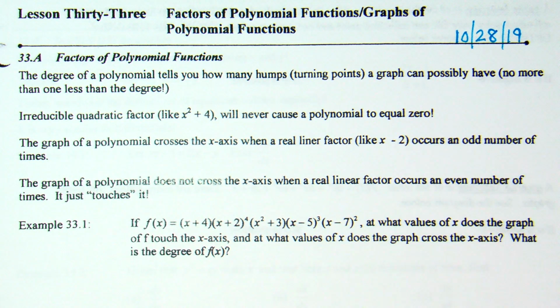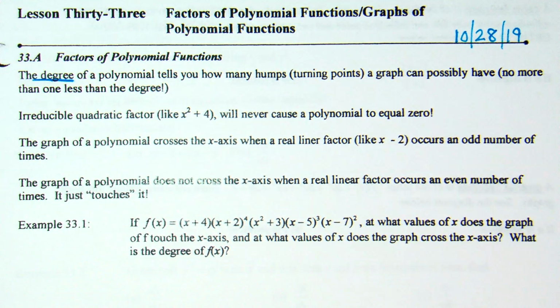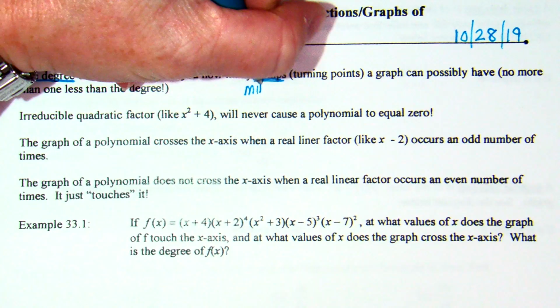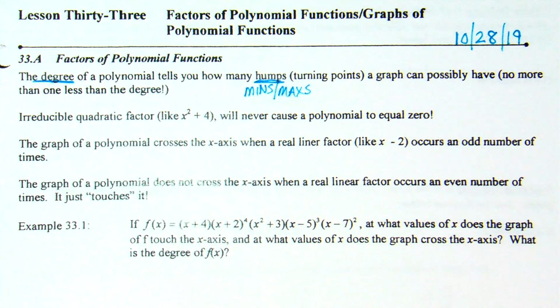You guys remember what the degree of a polynomial tells you when you're graphing? Remember your degree, okay? It's how many humps. What do we mean there? Hills and, what's the opposite of a hill? A hill or I call them valleys. Hills and valleys. But the mathematical word for hills and valleys are mins and maxes.